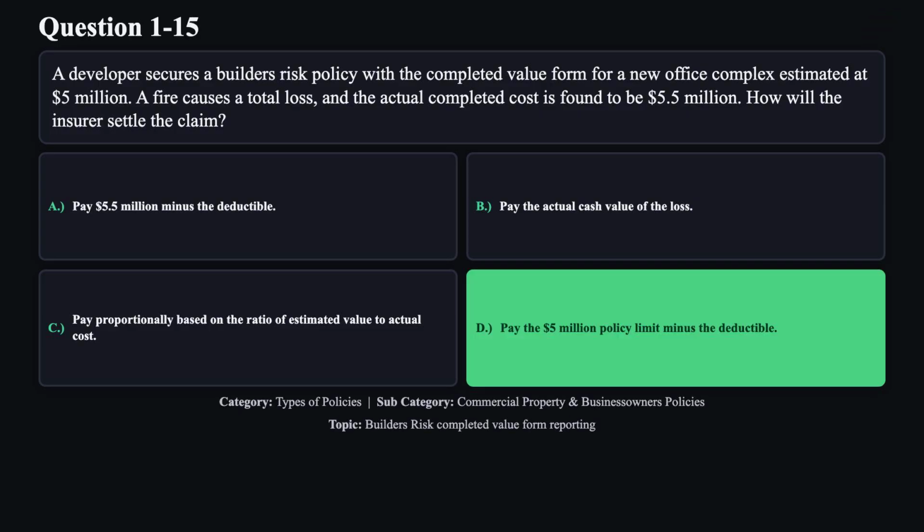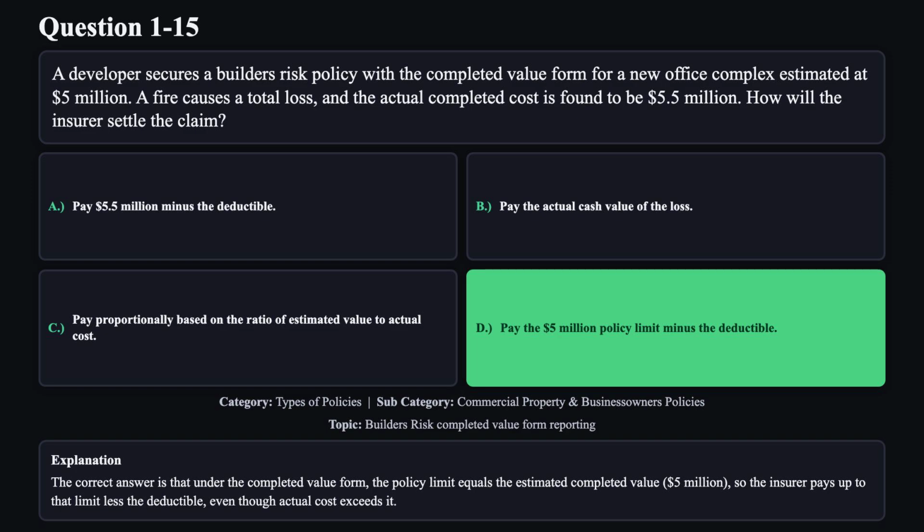The correct answer is D. The correct answer is that under the completed value form, the policy limit equals the estimated completed value, $5 million, so the insurer pays up to that limit less the deductible, even though actual cost exceeds it.